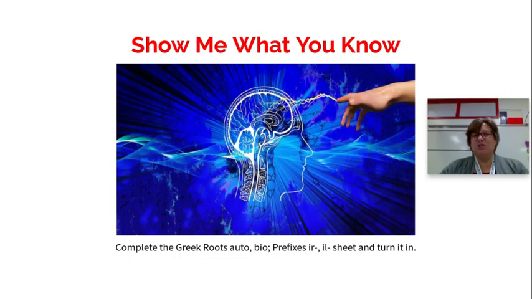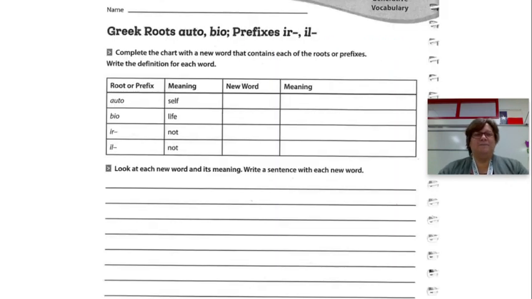Now I need you to show me what you know. You're going to be completing the Greek roots auto, bio, prefixes IR, IL sheet, and you will turn it in. Let's look at it. It says complete the chart with a new word that contains each of the roots or prefixes. Write the definition for each word. It's going to look like the chart that we went over earlier.